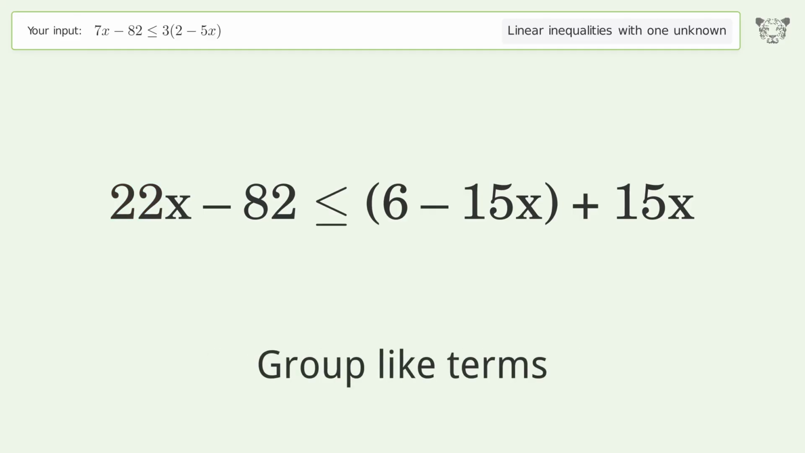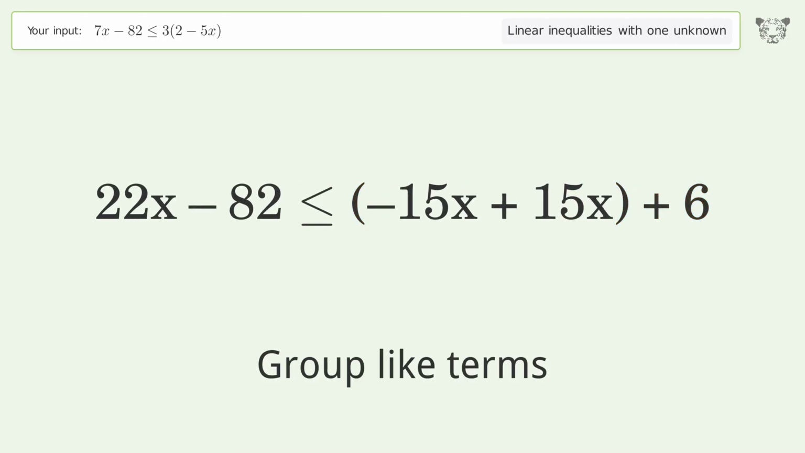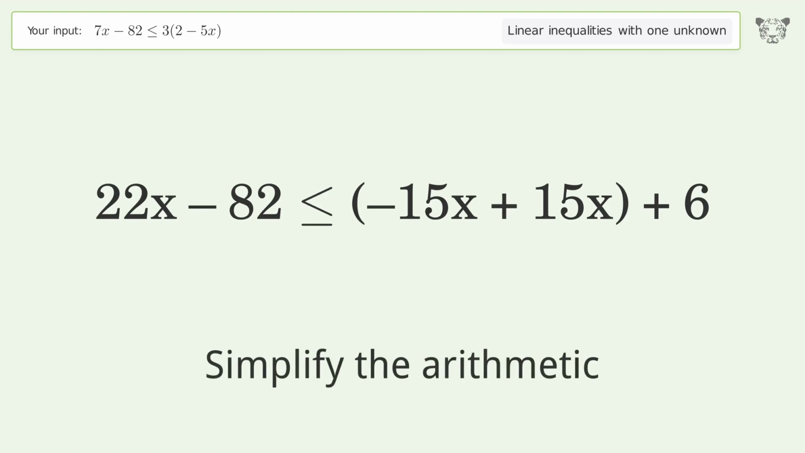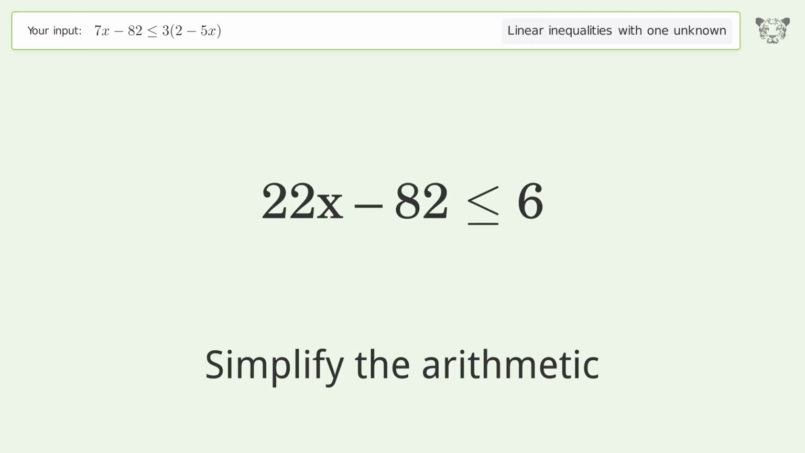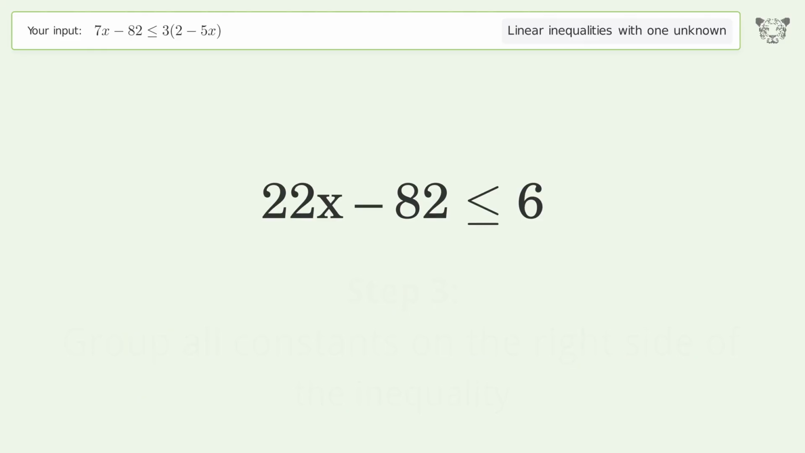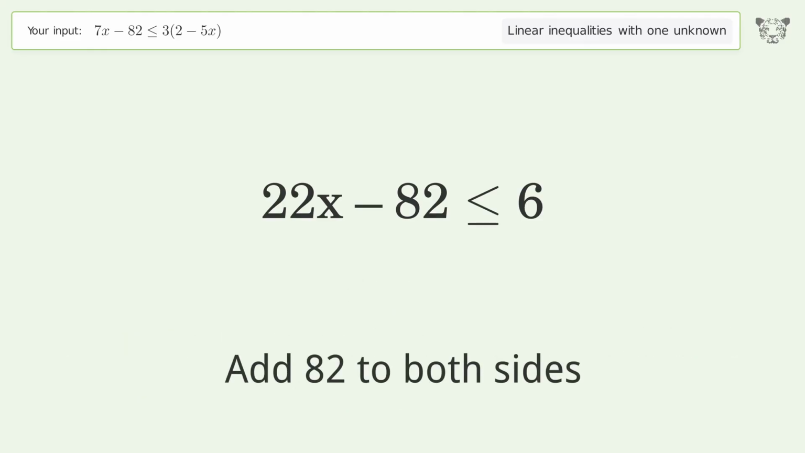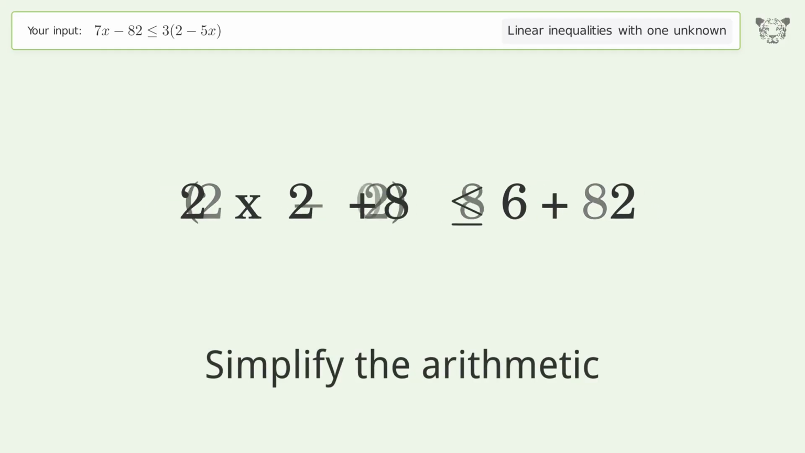Group like terms. Simplify the arithmetic. Group all constants on the right side of the inequality. Add 82 to both sides. Simplify the arithmetic.